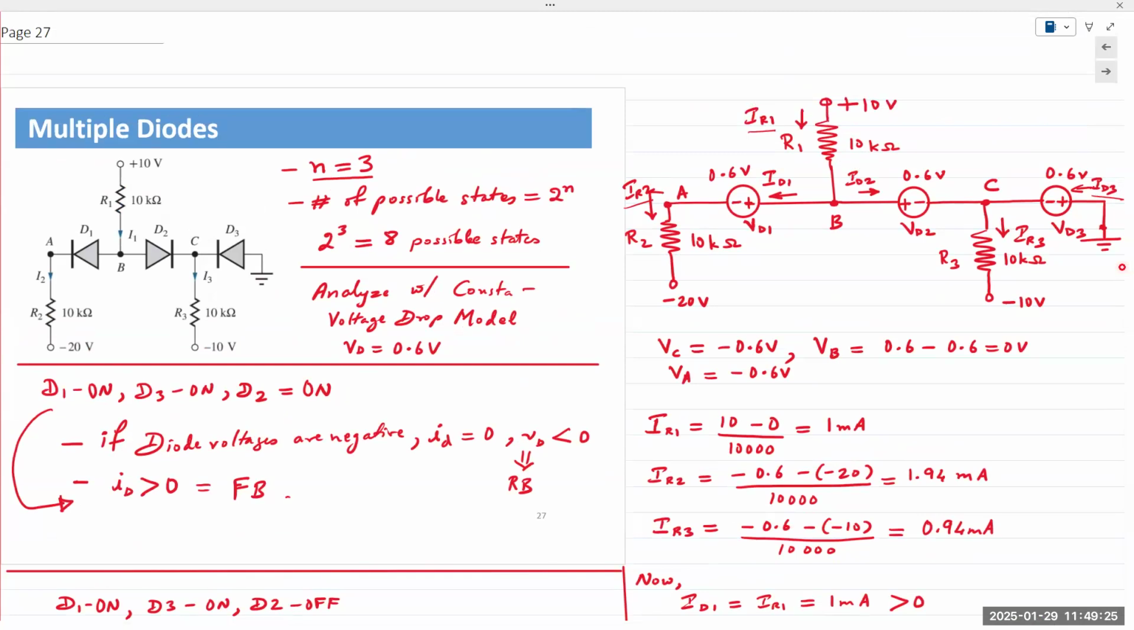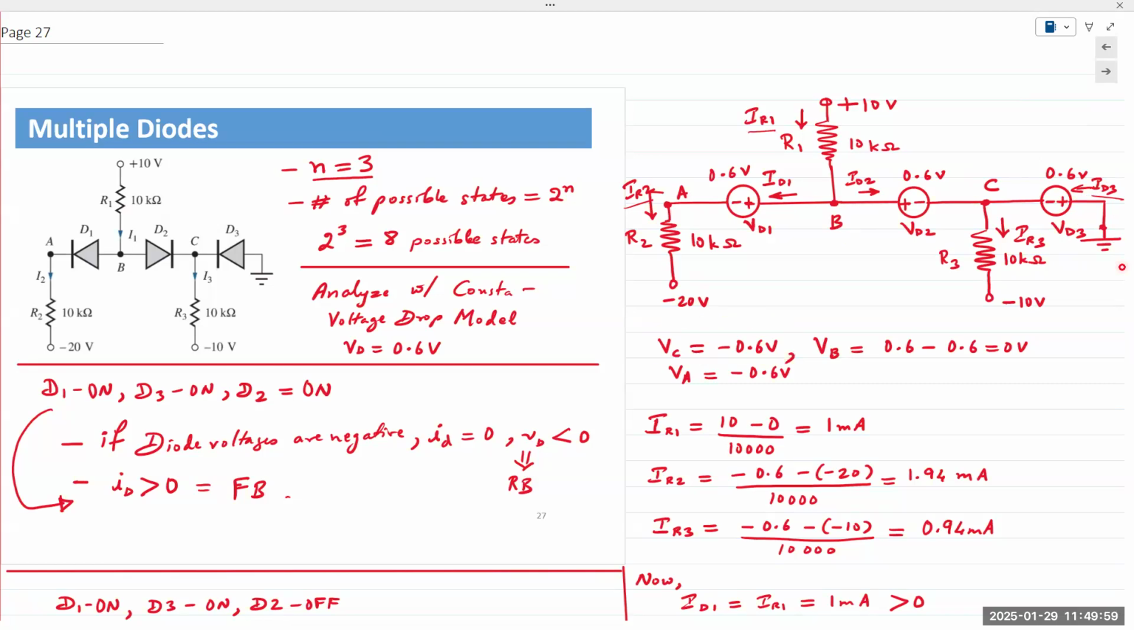Actually, it's not an assumption. It's a calculation. So node A is 0.6 volts less than point B. Node B is about 0.6 volts higher than node C, right? Plus minus. And node C is 0.6 volts less than ground. So VC is minus 0.6 volts.